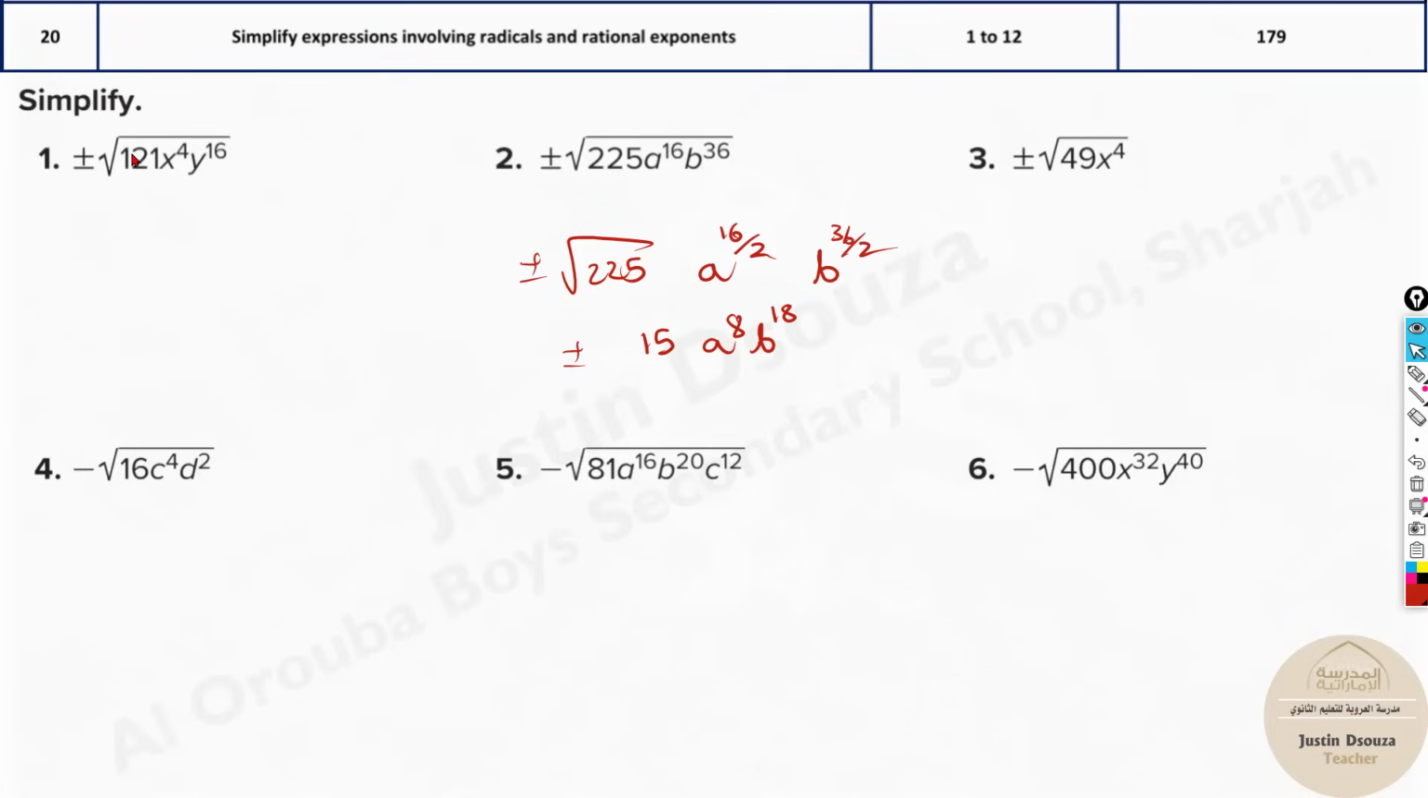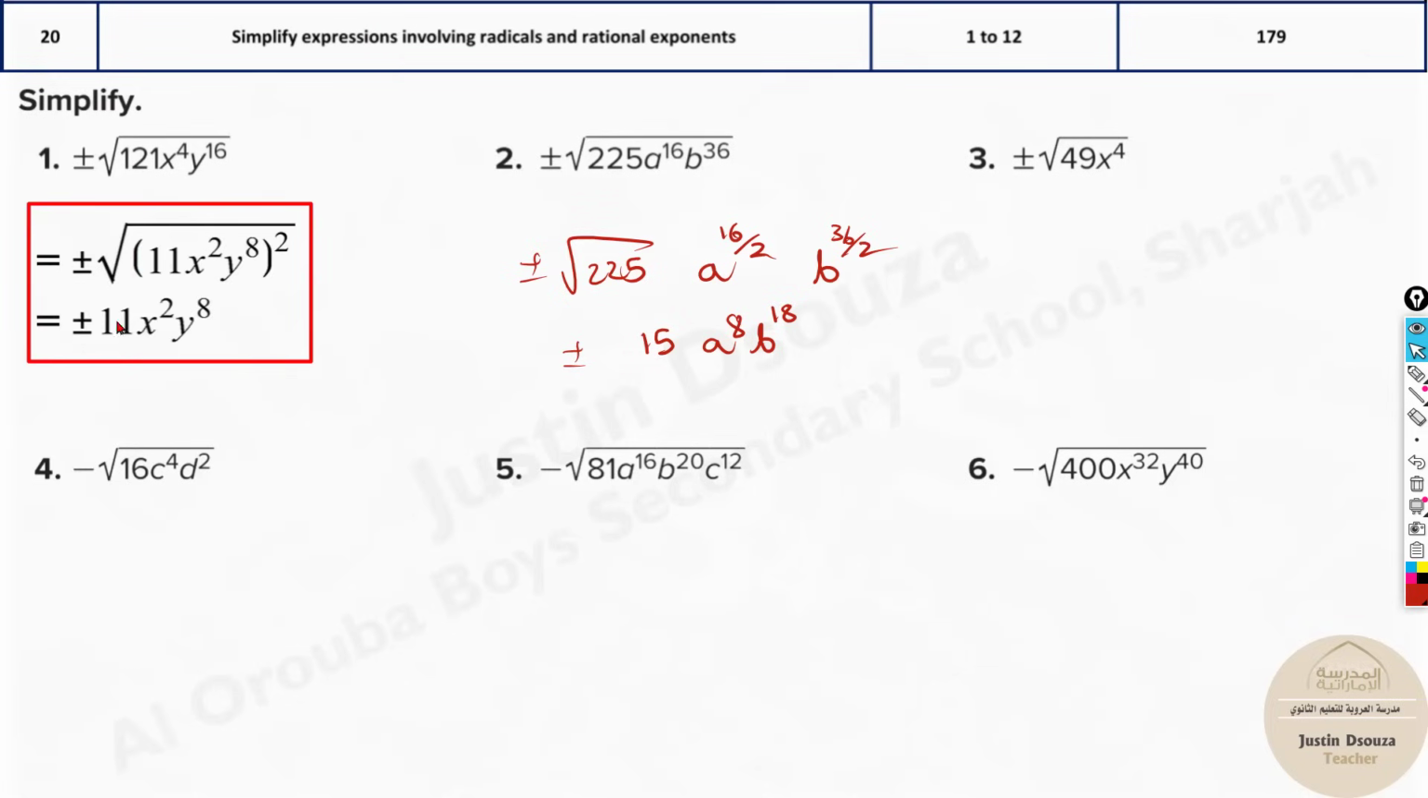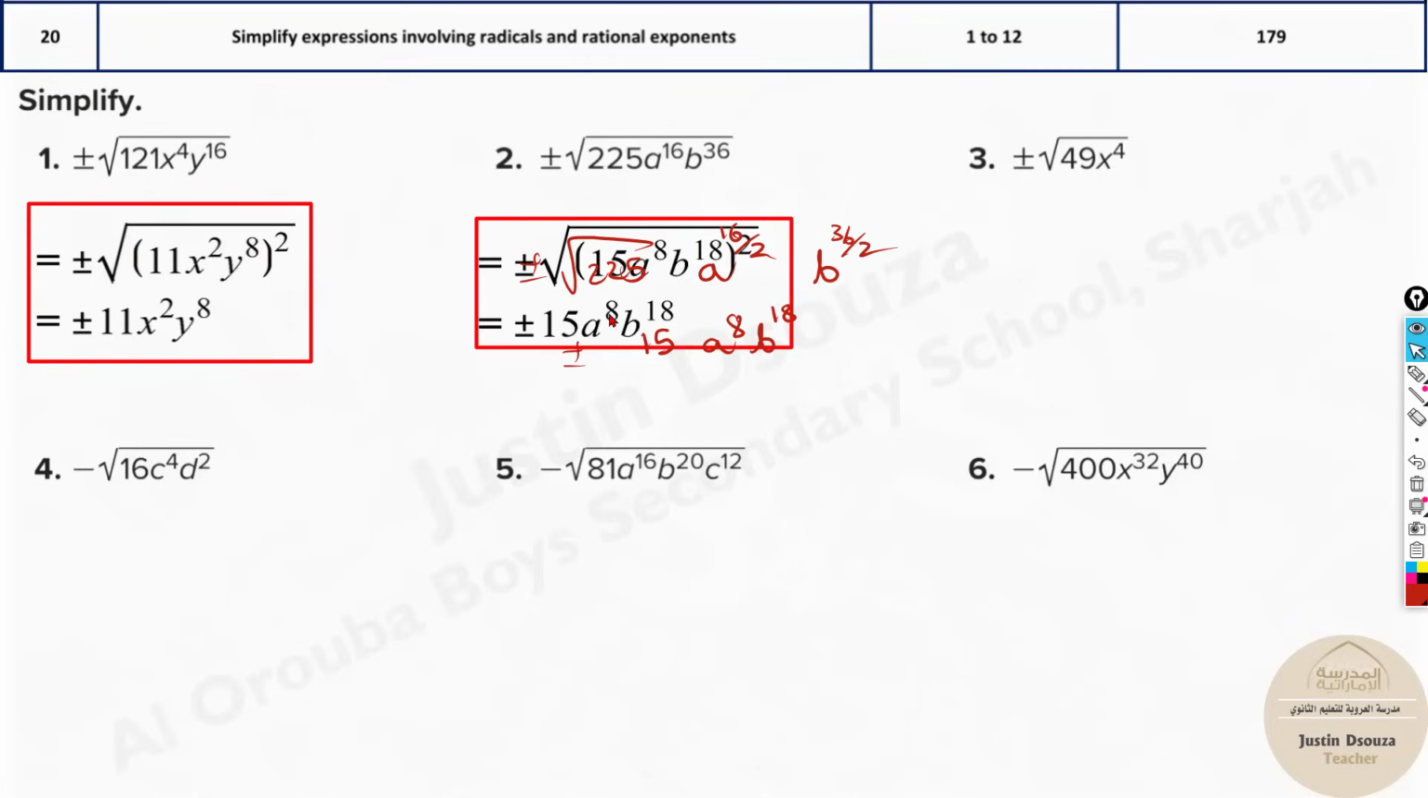As simple as that. Over here, the square root of 121 is 11. Oh, now don't forget the plus or minus. Plus or minus 11. And 4 divided by 2 is 2. Y power 16 divided by 2 is 8. We got this over here. Same way you can solve it.